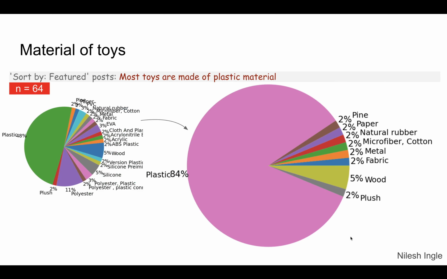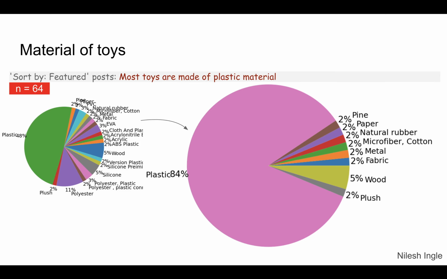saying that most of the toys are likely, if you buy a toy from Amazon, then most likely it's going to be made from plastic or a different type of plastic. So here I'm saying that polyester is also a type of plastic, silicone is also a type of plastic, and so on. And 5% are made from wood, 2% are made from metal. That's interesting. And then we have 2% that are made from paper. So 2% from rubber.